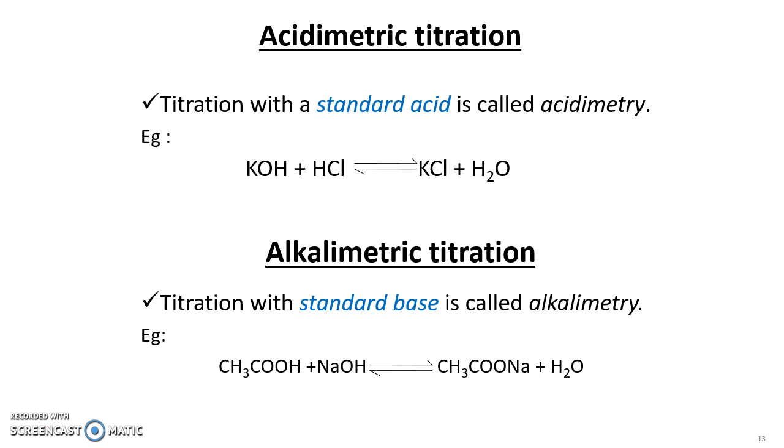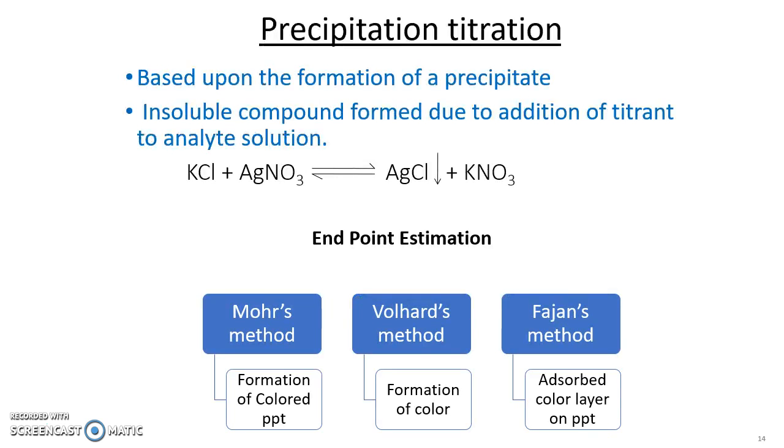if you want to know the concentration of a given sample of potassium hydroxide solution, we have to titrate this solution with the standard solution of hydrochloric acid of known concentration. An example for the alkalimetric titration is titration of acetic acid with standard sodium hydroxide solution. Precipitation titration.